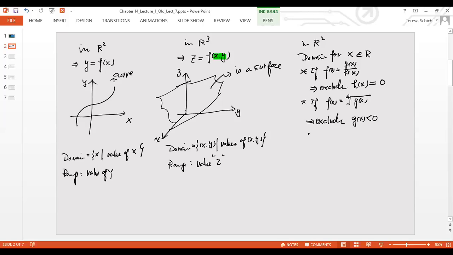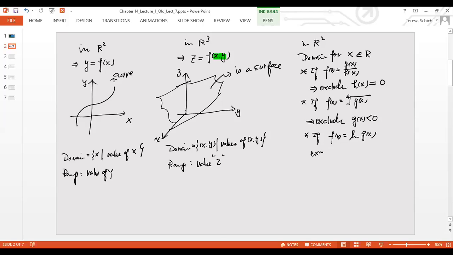Of course, then we have the natural log function. So for example, if f of x is equal to some natural log function like ln of g(x), then we say g(x) cannot be 0, so it cannot be.